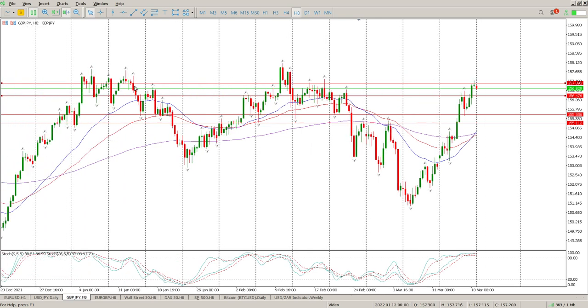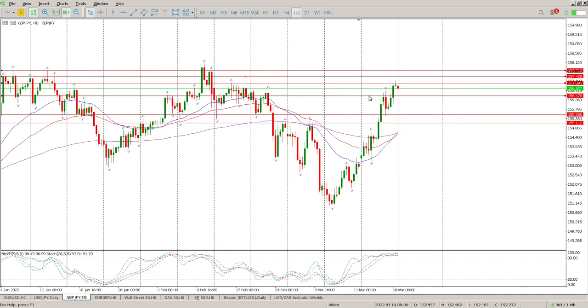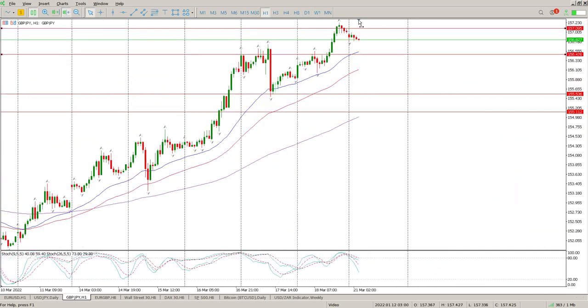We've got so much going on at the top here, and you might as well just draw as many of these levels in as you possibly can, because any break of one of the levels is going to be sort of targeting the next level, and then you're going to look at them as support as well. So, always an opportunity to be really cautious.